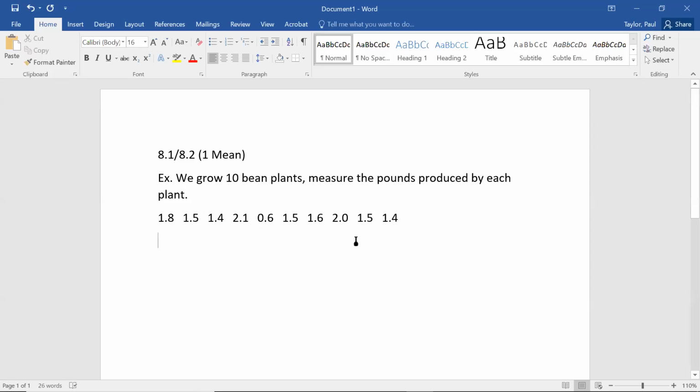Okay, so what I want to know is, what is the mean? How much can I expect from a typical bean plant? Now, I can easily find the mean of these 10 numbers. Just add up all 10 and then divide by 10 and see what we get.